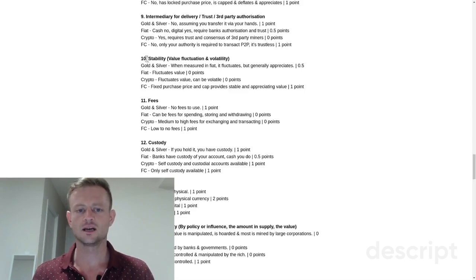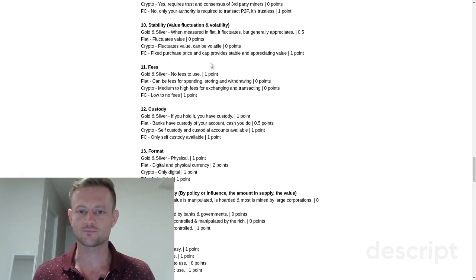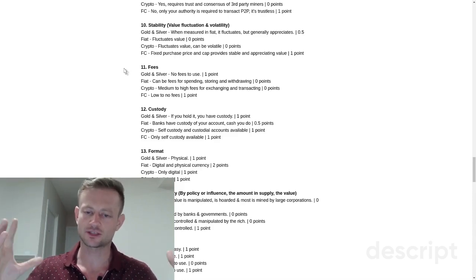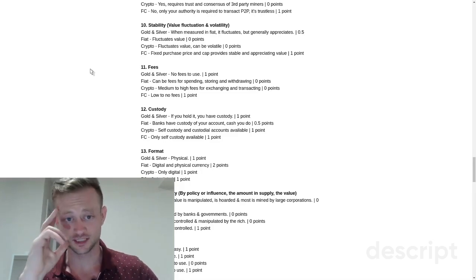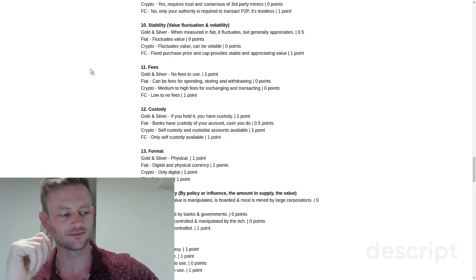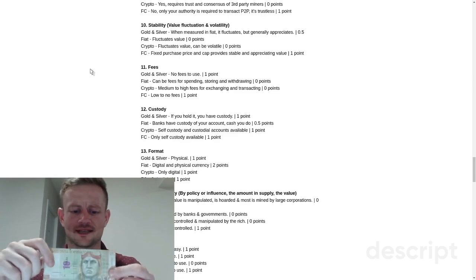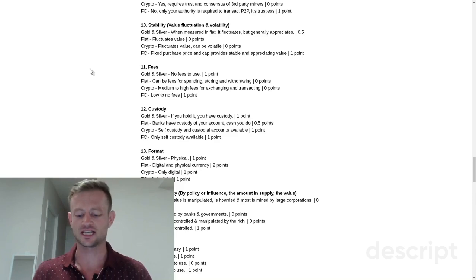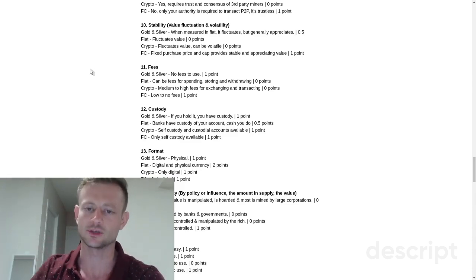Get rid of that. So next we have stability, value fluctuation, and volatility. Gold and silver, well, when measured in fiat, it fluctuates, but generally over time it appreciates. Fiat, that's fluctuating value all the time, though it's not huge, but it does depend on the currency. You should look into Venezuela and, was it Zimbabwe? Oh, Zimbabwe's inflation, well, actually, no, it wasn't fluctuation, it was just inflation and devaluation. To cut a long story short, they ended up having not a 1,000 Zimbabwe dollar note, not a 10,000, 100,000, 1 million, 10 million, 1 billion, 10 billion, 100 trillion was their biggest note. And I think at that point, it couldn't even buy a loaf of bread. That's how much they devalued their money by making more and more and more of it. It became useless.